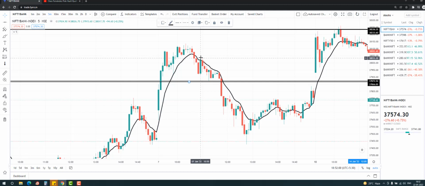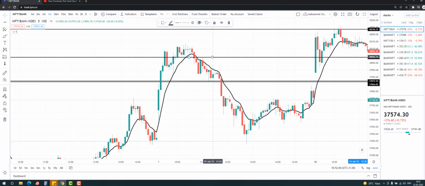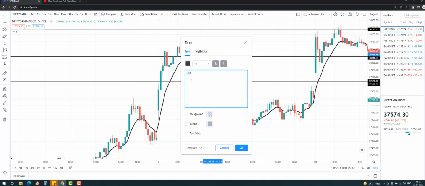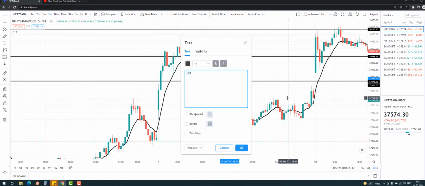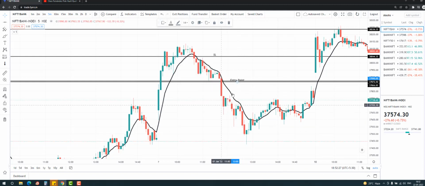Put the stop loss just above this level. This is your stop loss. Very good, traders, you got this. You nailed this. This is your SL point. This is your entry point. You got this.